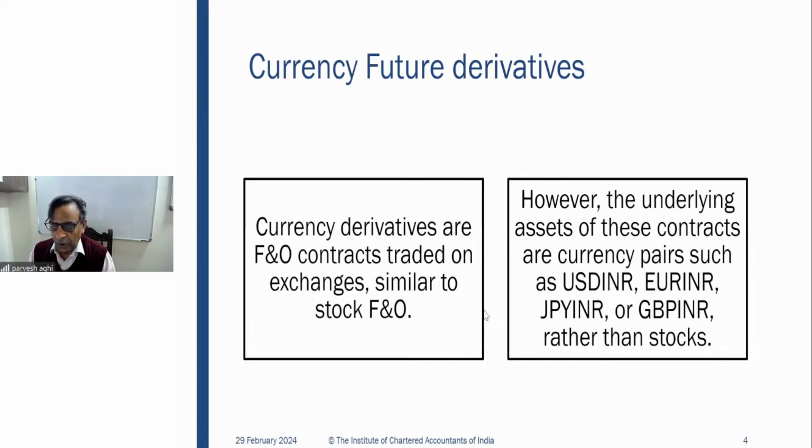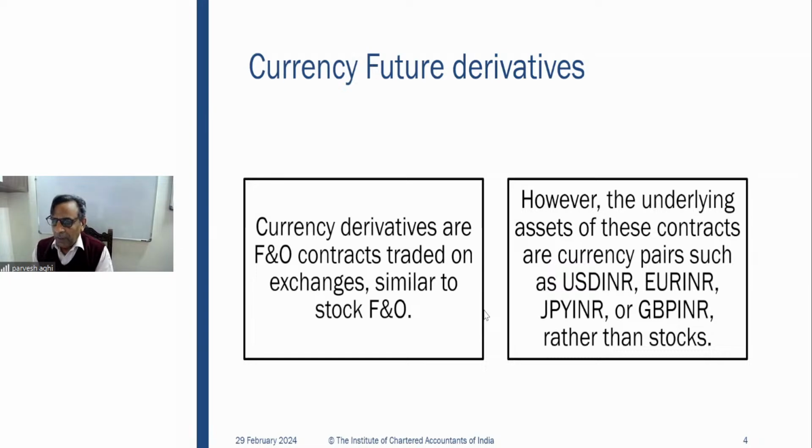So they're similar to the stocks, F&O. However, the underlying assets of these contracts are currency pairs such as USD INR, Euro INR, Japanese Yen INR, and Pound INR. So the underlying transactions would be either USD INR or Euro INR or Japanese Yen INR or Pound INR.